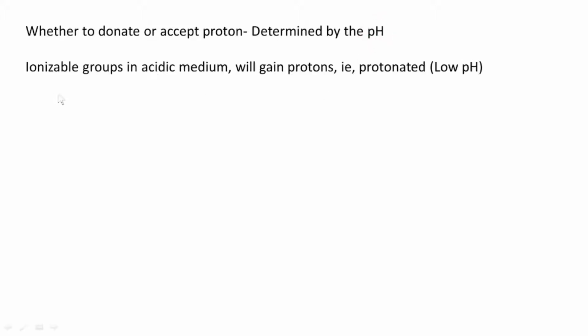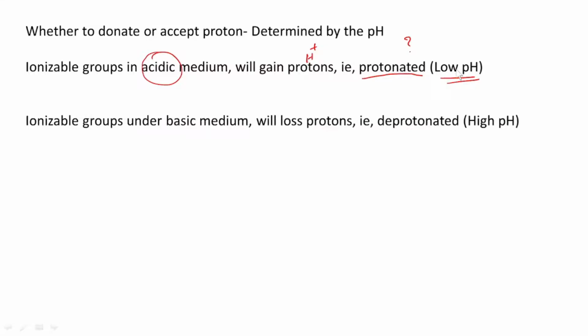If such an amino acid is subjected to an acidic medium, it will gain protons, that is H plus ions, and become protonated when in an acidic medium, that means at low pH. Then if such an amino acid is placed in a basic medium, it will lose protons. That means it will get deprotonated. So at high pH, or in a basic medium, the ionizable groups present in the amino acid will lose their protons.